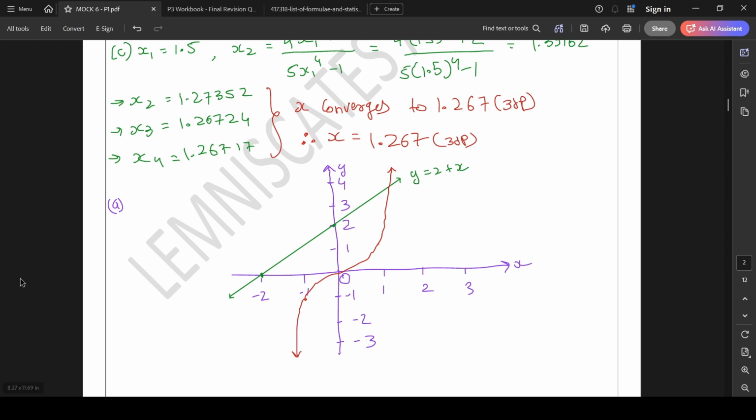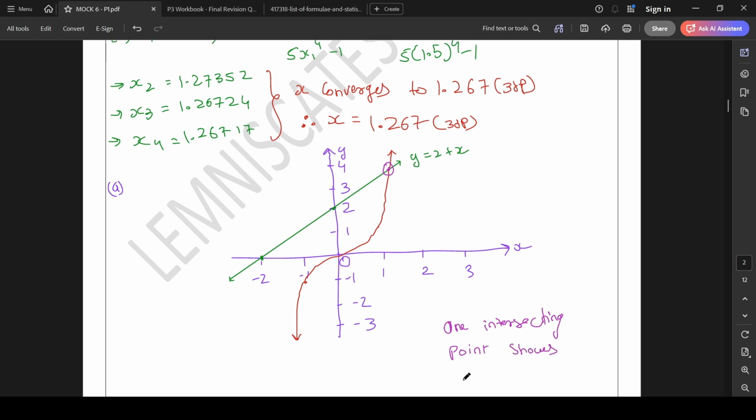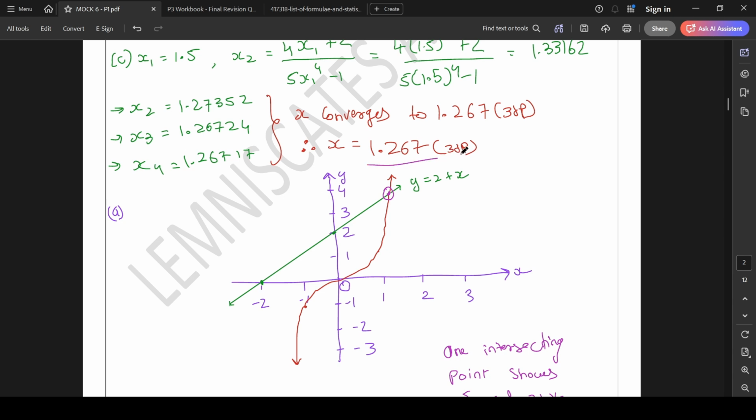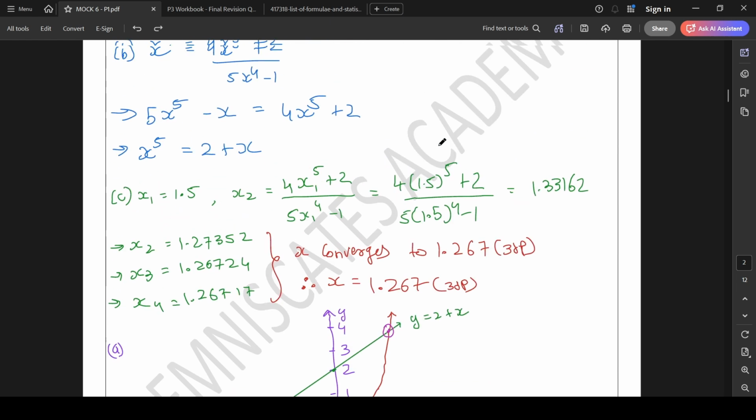And you're done. The question was asking us to show that there is one root over here. So that is one real root. You can mark it like this. And if you want, you can also conclude: one intersecting point shows x power of 5 and 2 plus x intersect only once, or have only one real root. And of course, now we know that the root is 1.267, an approximate value with respect to 3 decimal places. So that is how you can do this kind of question.